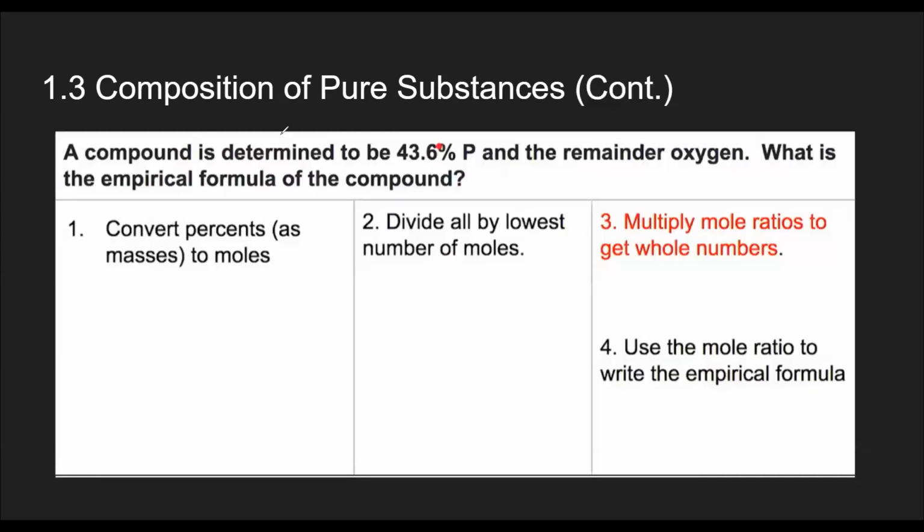So what we have is that a compound is determined to be 43.6% phosphorus and the remainder oxygen. What's the empirical formula of the compound? So what you have to do first is convert the percents into grams. And first you have to know how much percent of oxygen there is. So it's 43.6% phosphorus and 56.4, I believe, percent oxygen.